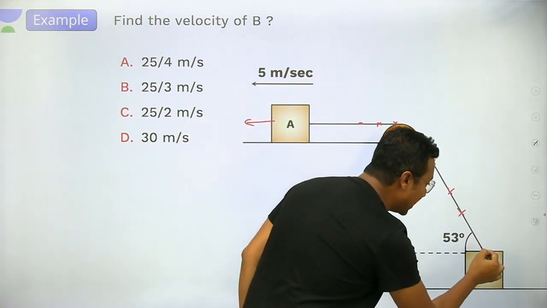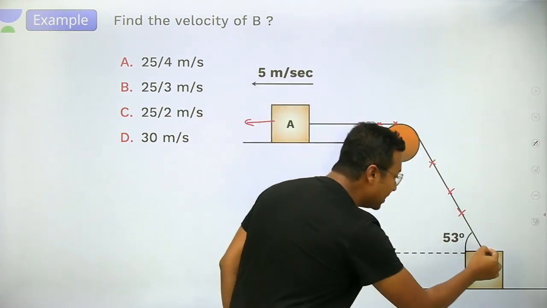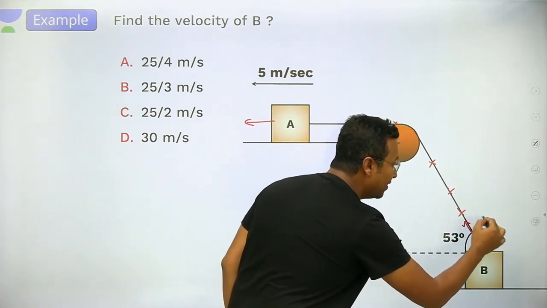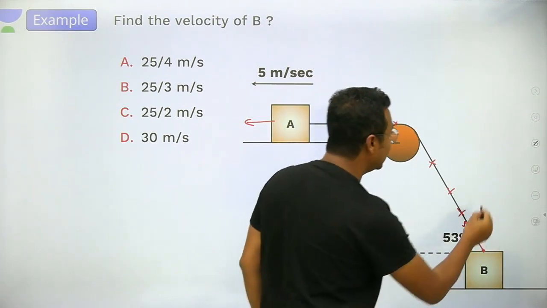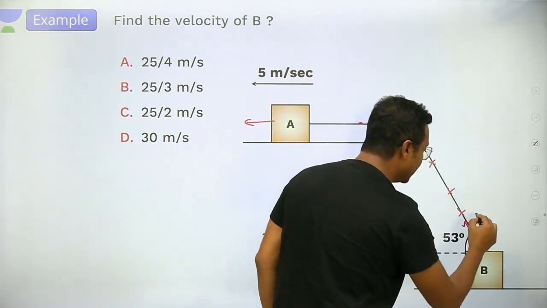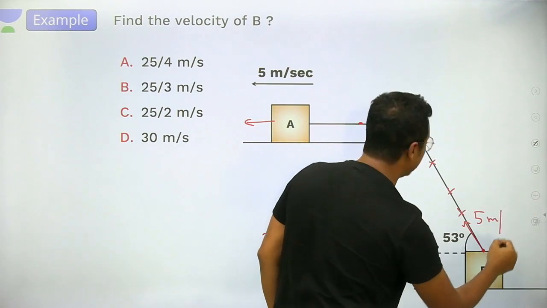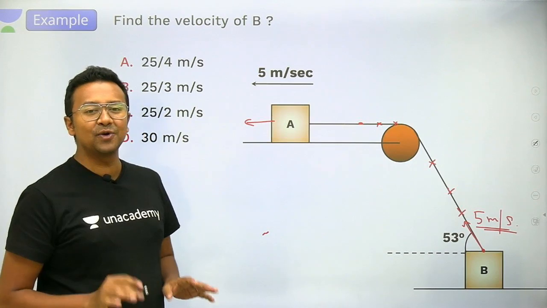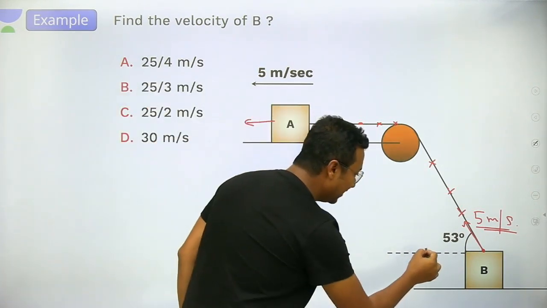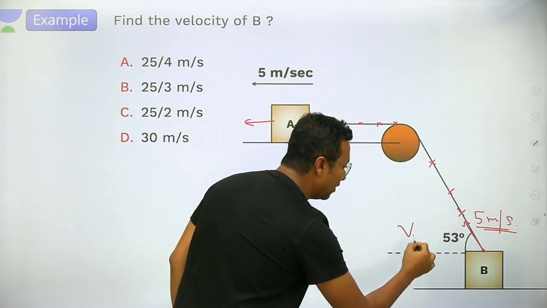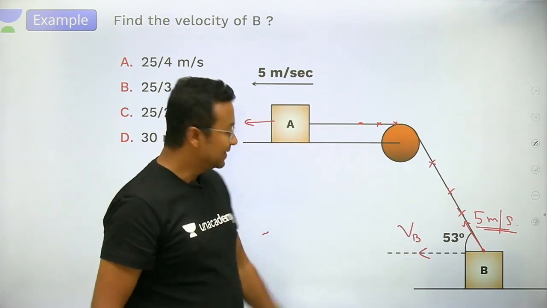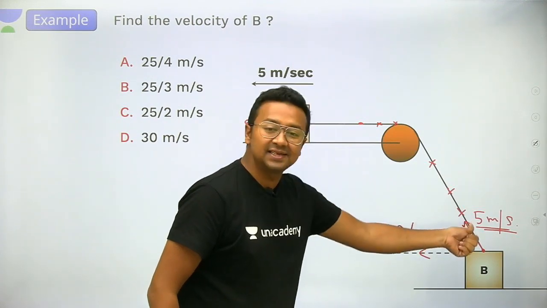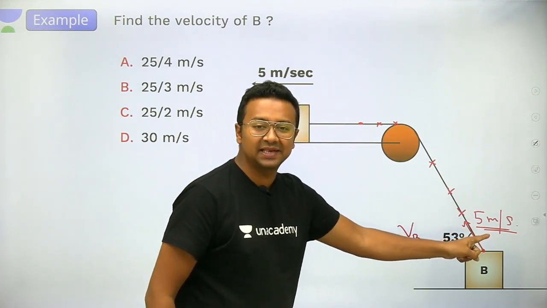Similarly, I can say this point here will also be moving in this direction with 5 meters per second. Clear? Then simply what you need to do is, if this is the velocity of block B, then a component of this velocity in this direction should be equal to 5 meters per second.